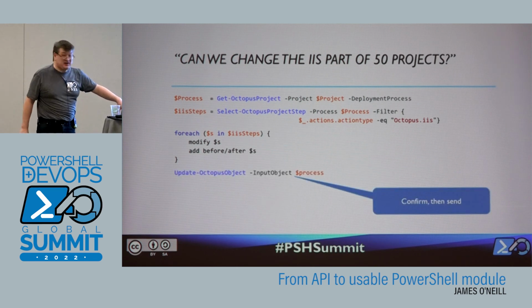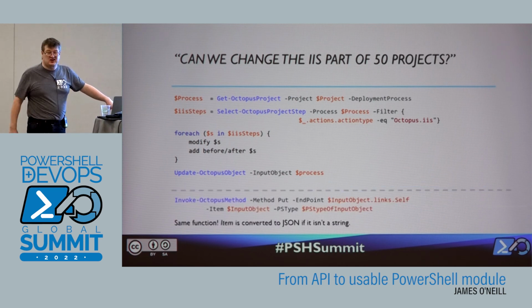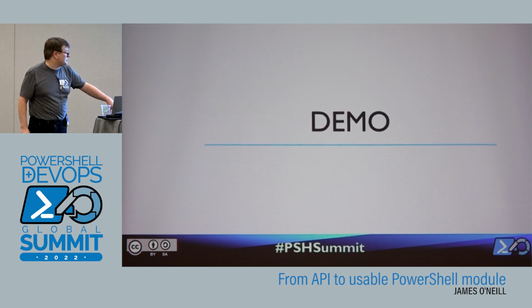Right, I'll be out in, give me 1 minute. Okay, so we then use that update that you saw before, and the update is calling that same invoke Octopus method. If it's not handed JSON, it converts the object it's given to a lump of JSON.